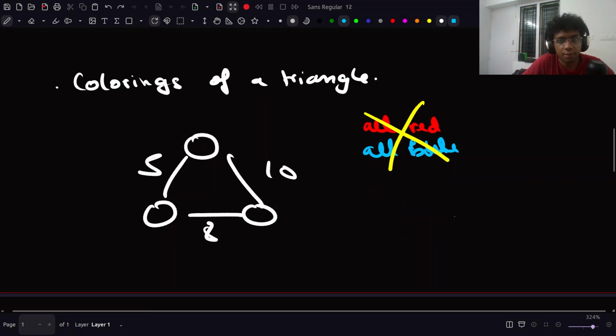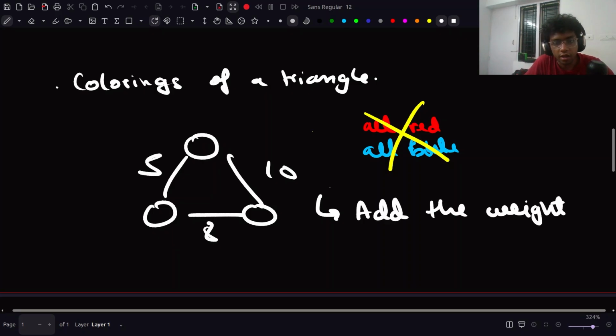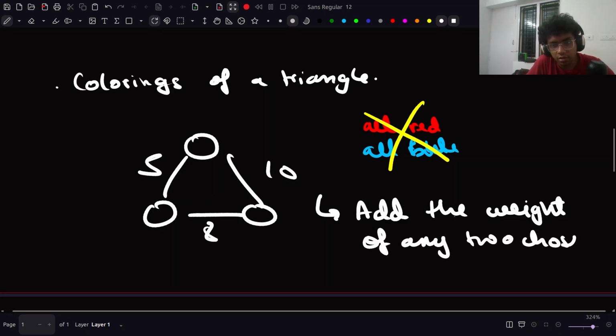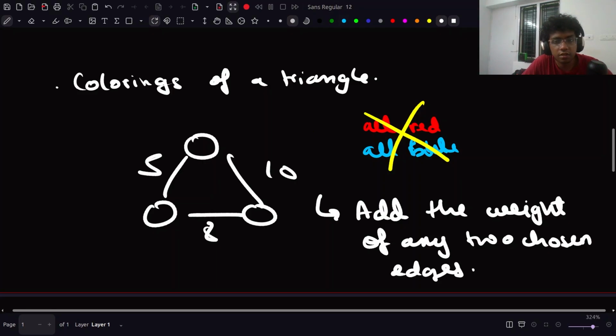So basically what is happening is, by coloring them red and blue, essentially we are saying we can add the weight of any two chosen edges. Any two chosen edges. All right. And what would we choose? Since we want to maximize, obviously we'll choose the largest two edge weights. So here's one edge weight and here's one edge weight, and these are the largest two. 5 is the smallest one, right?